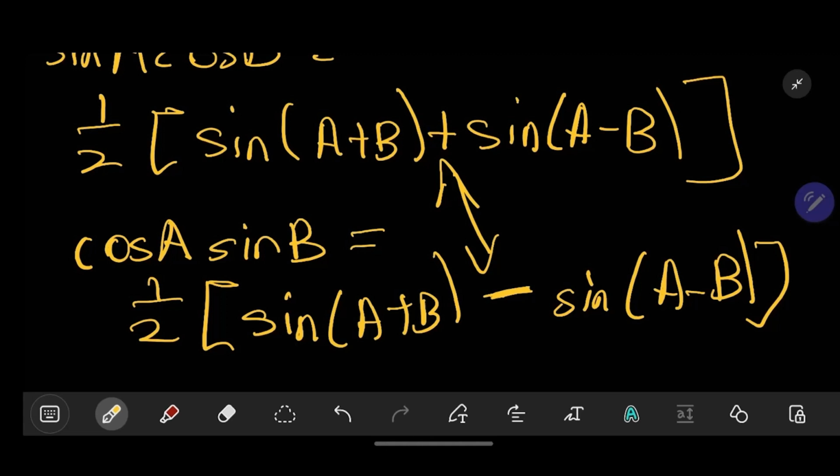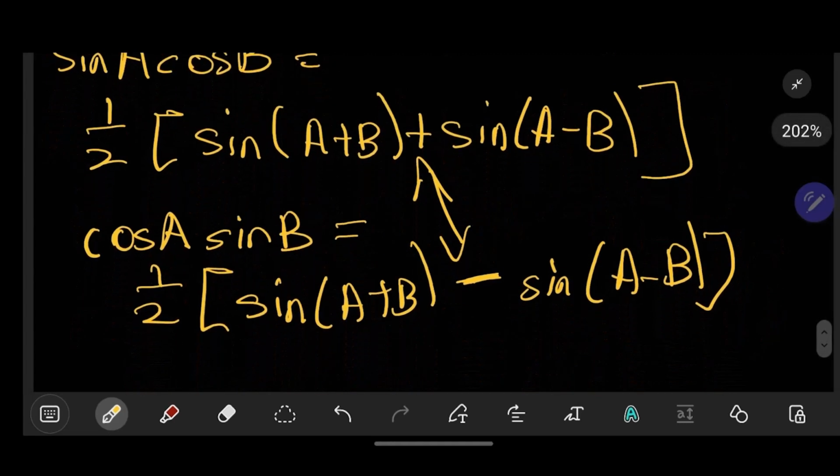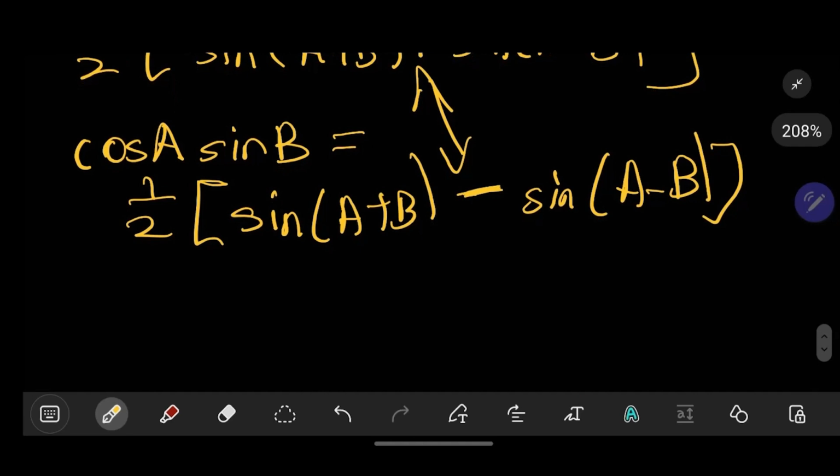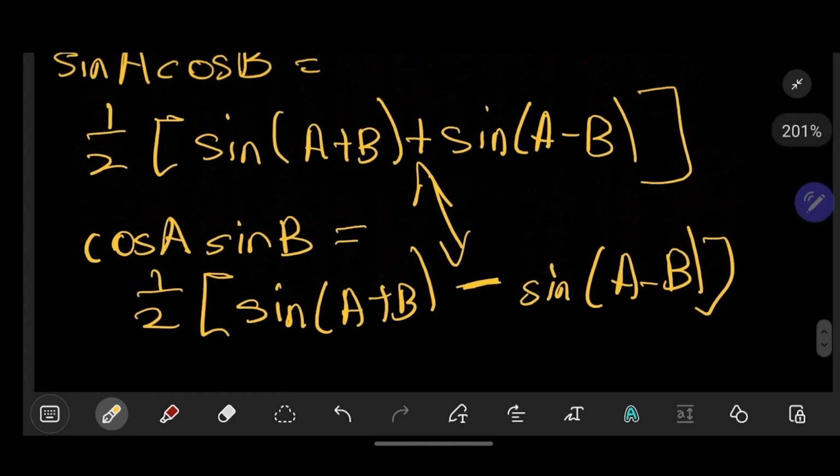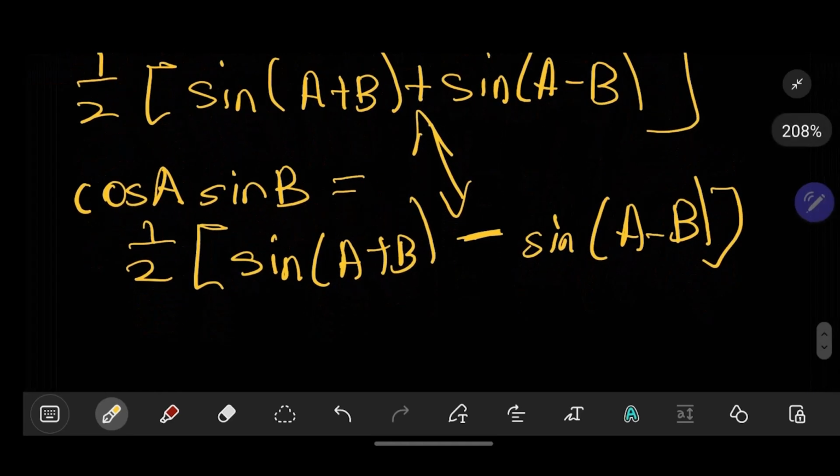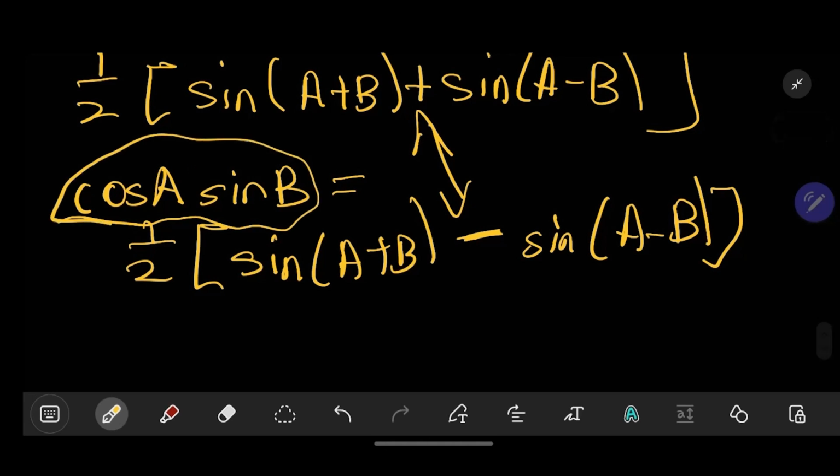It will help you in your exams and your tests, especially to simplify your trig identities or your trig functions that you get. Or you might even get a question where you're given cos of A sine of B, you're given what A is, you're given what B is, and you're asked to put it in this form and simplify it further.